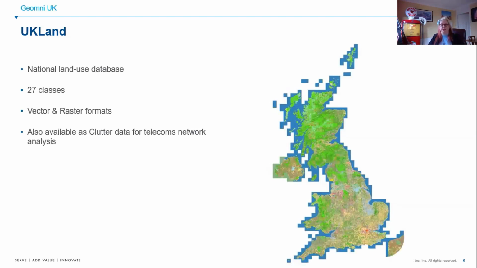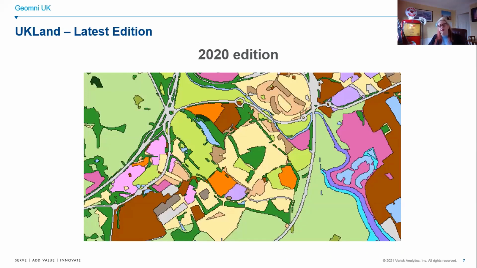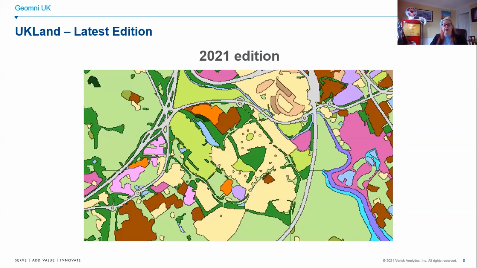So moving on then to the land use product. This is a database that consists of 27 different land use classifications, and that's been used for a variety of sectors, including telecoms network and wind farm planning projects. Over the recent editions, we've been improving the way that the UK land database is classified, especially in the urban classification. So you can see here how it looked in the 2020 version of the database, and then here in 2021.